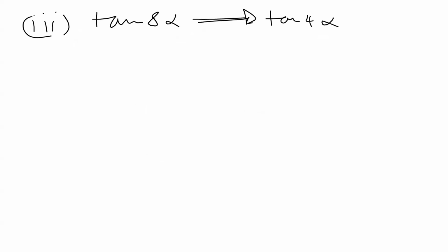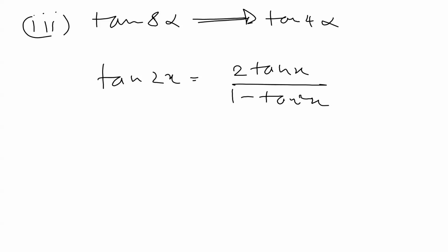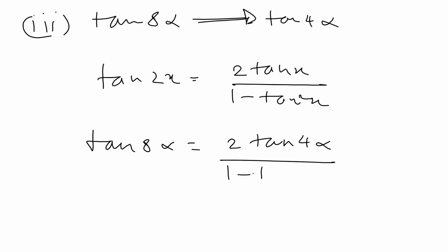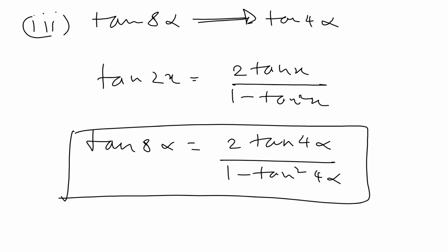Now the third one, tan 8 alpha to tan 4 alpha. So again, 8 alpha divided by 2 is 4 alpha. So half angle for tan: 2 tan x upon 1 minus tan square x. So tan 8 alpha is equal to 2 tan 4 alpha upon 1 minus tan square 4 alpha.